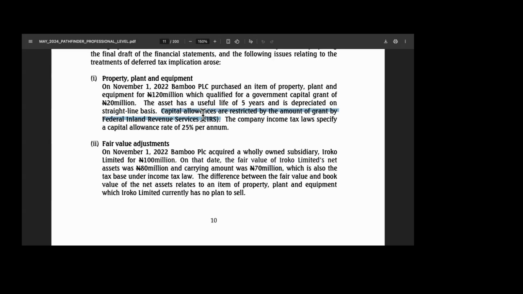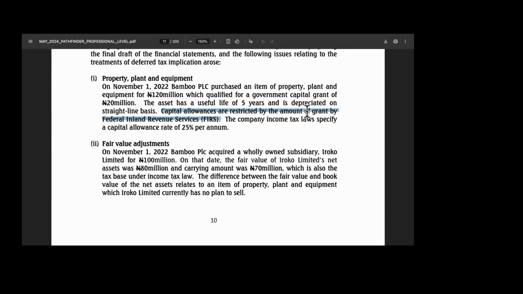They said capital allowance are restricted by the amount of grants by FRS. What does that mean? So I would say anything above that government grant will not be allowed. When you find the 25% capital allowance, if the amount is higher than the government grant, it will not be allowed. So it must be 20%, 20 million. Okay, restricted. Yes, that makes sense. I think I agree with you, Ufoma.